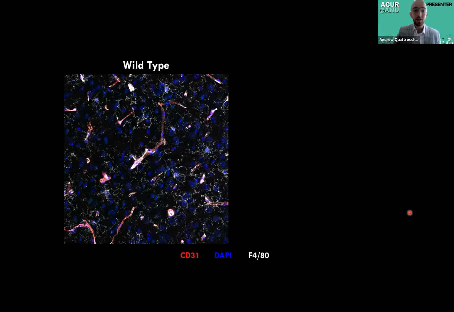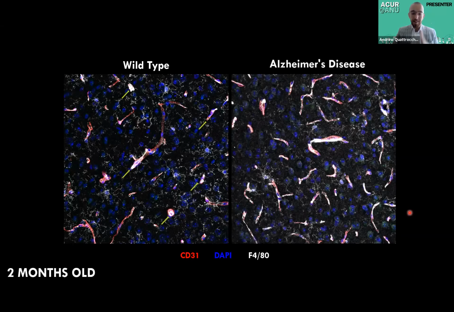I then looked at the mice at 2 months of age to see if I could see this increase in perivascular macrophages and potentially a change in morphology. Whilst COVID stopped this, I did get some preliminary findings. What I found was that in these preliminary results, there is a significant increase in perivascular macrophages. The reason why this is so exciting is because it suggests that at 2 months of age, before plaque formation, one of the earliest observable changes in a model of Alzheimer's disease is this remodeling of the neurovascular niche.